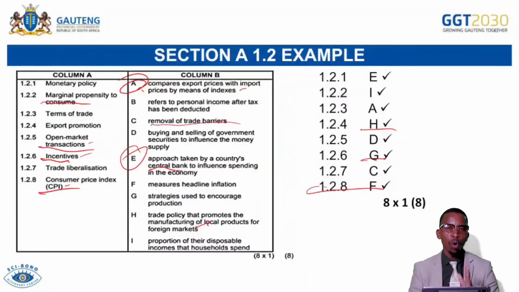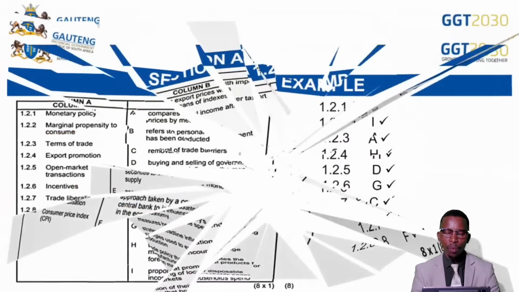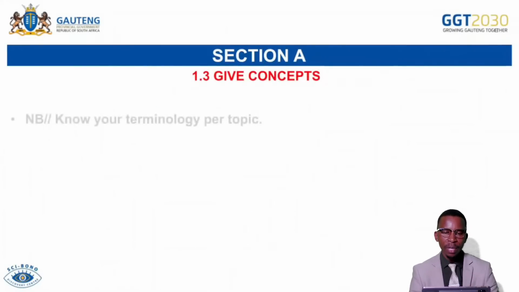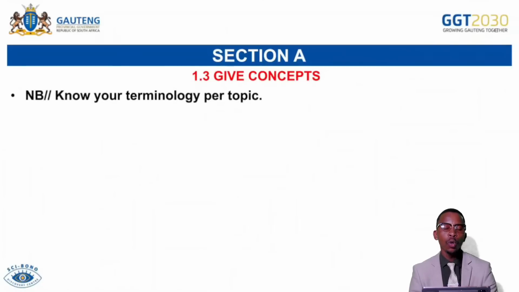Firstly, you can look to column A first and try to define, or look for the description on column B. You derive the answer in your mind. Look for that answer. You will never go wrong. We go further. Remember, it's out of 8 marks. Another example of giving what we call, we are giving the concept now here. Know your terminology per topic.